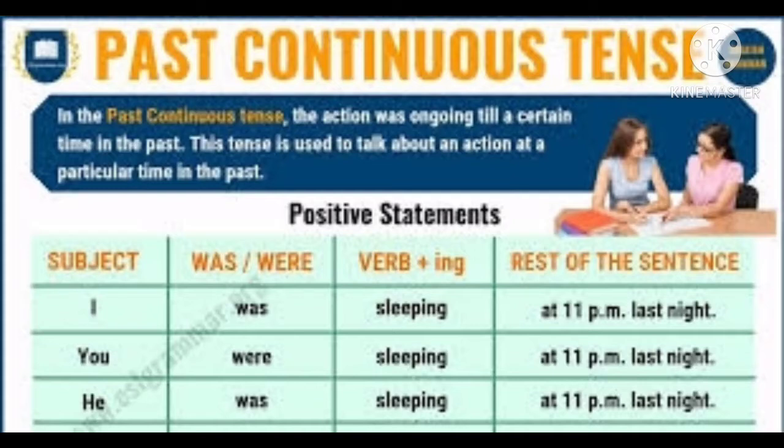You were sleeping at 11 p.m. last night. He was sleeping at 11 p.m. last night. So, in the past continuous tense, we use was, were plus verb ing form and then the rest of the sentence. It shows that an action was continuously going on in the past time. For the singular subject, we will use was, and for the plural subject, we will use were plus ing. I is the special case, so with I, we will use was plus ing.